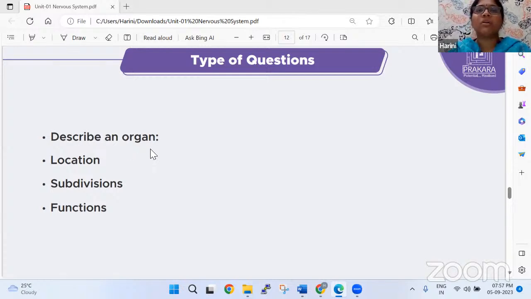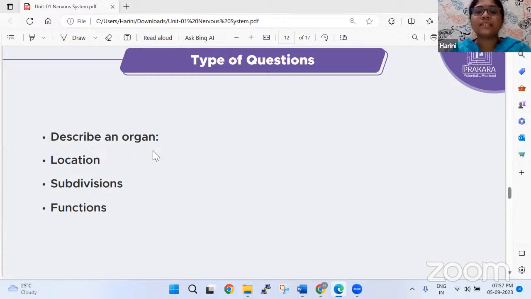Coming to anatomy and physiology, the major types of questions you can face are: define a part, define a neuron, define neuroglia. These are the common questions. Next is describe an organ. Whenever there's a definition question, you can't play any trick. You just have to give the same definition, what the part exactly is.